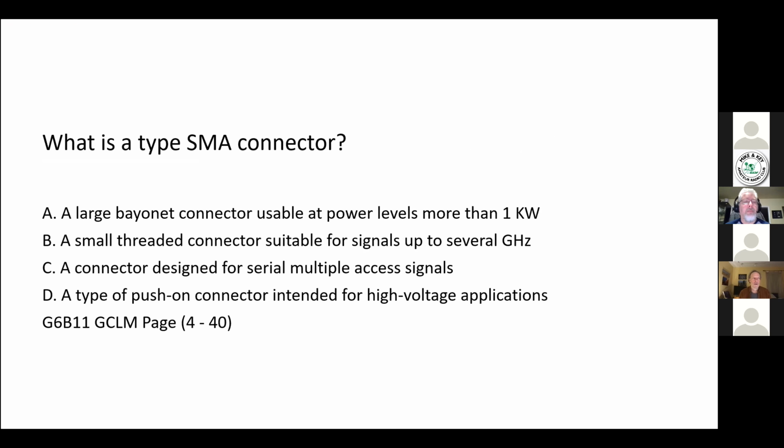What is a type SMA connector? A, a large bayonet connector usable at power levels more than 1 kilowatt. B, a small threaded connector suitable for signals up to several gigahertz. C, a connector designed for serial multiple access signals. Or D, a type of push-on connector intended for high voltage applications. Bravo is correct. It's the small threaded connector.